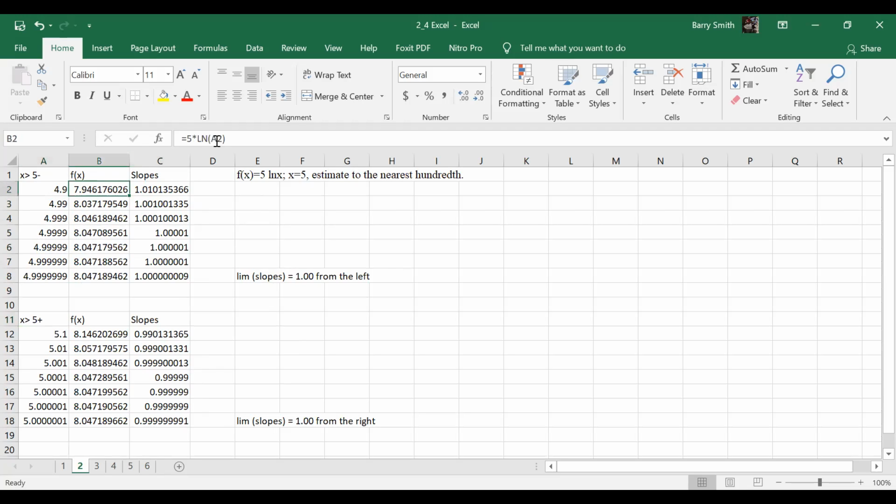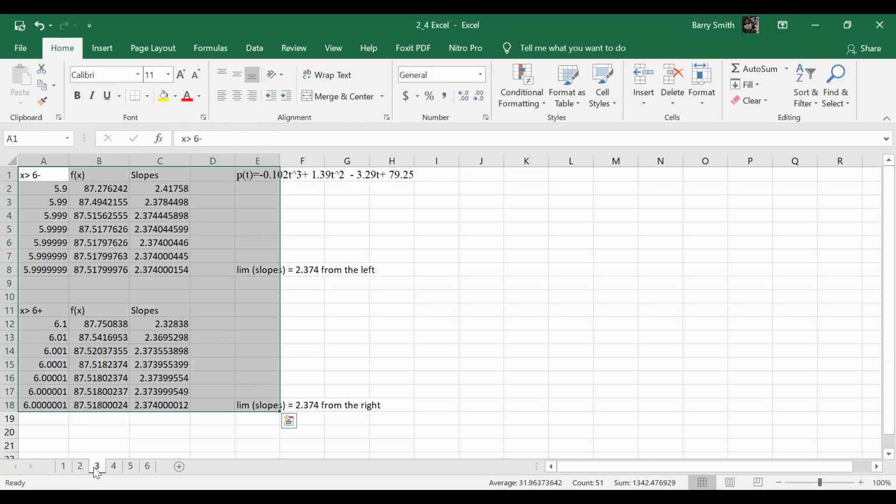And here all we did was take 5 times ln of A2, which is the 4.9. Here we took 5 times ln of 5, because that's what we're estimating at, minus this value, the f of x, divided by 5 minus 4.9. Then it does all the calculations for you, and we get 1.00.